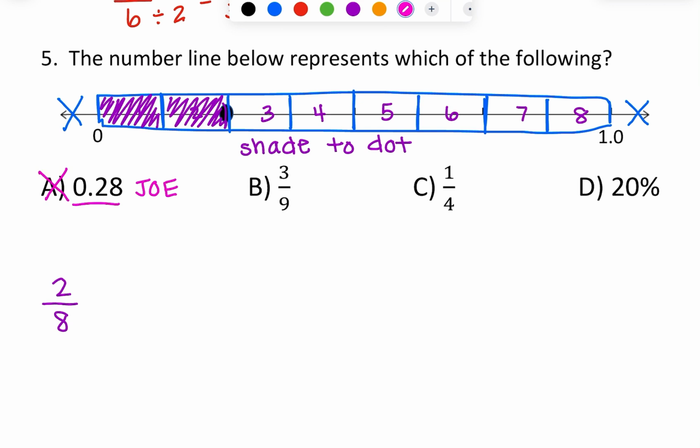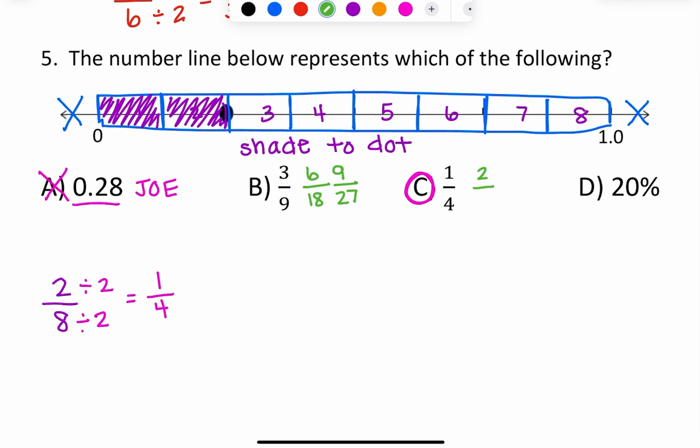So now if I want to pick between B and C, which are already fractions, we could simplify or skip count. So if I'm going to simplify this, I could simplify by 2, and 2 divided by 2 is 1, and 8 divided by 2 is 4, which gives me C. We could have also skip counted, so this would have been 3, 6, 9, 9, 18, 27. That's never going to get us to 2 over 8. C, if I count by 1s on top, 1, 2, and then 4, 8, and that automatically shows me that that equals what I want.